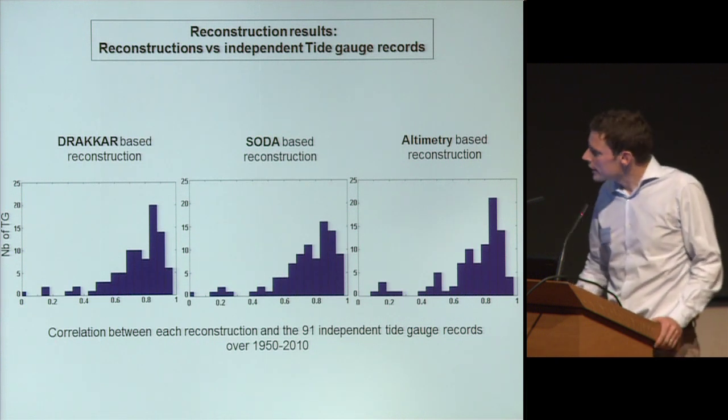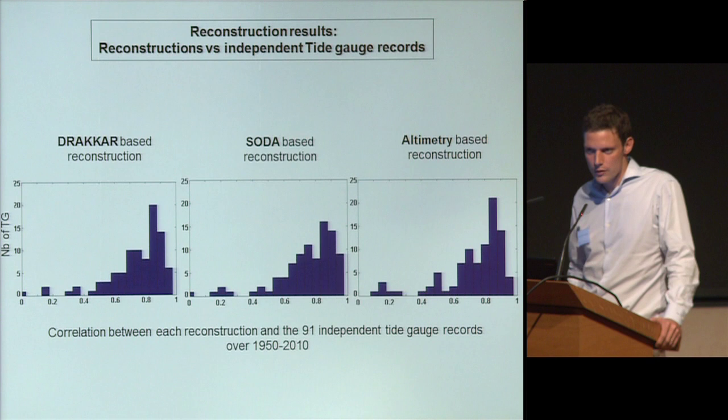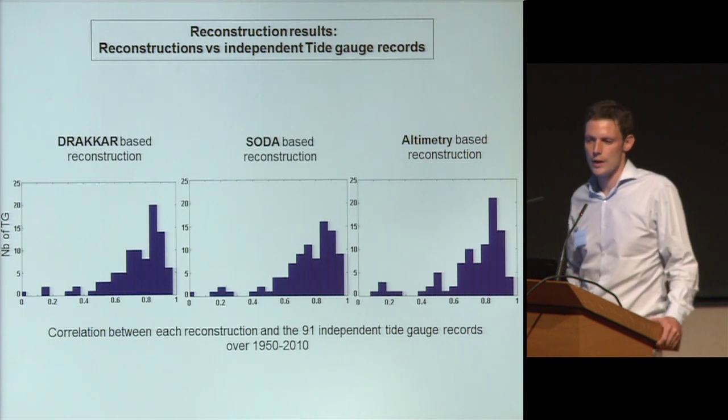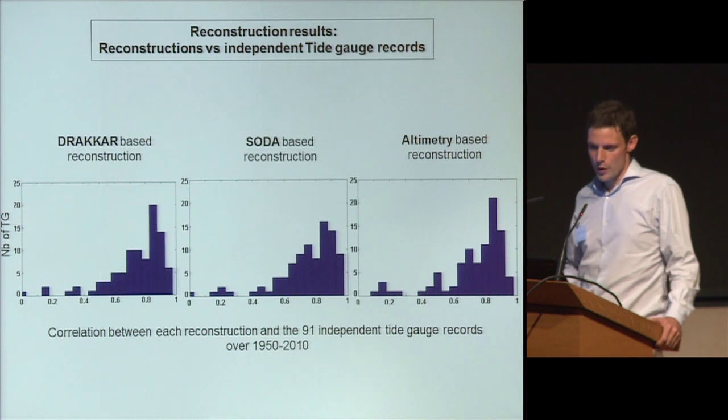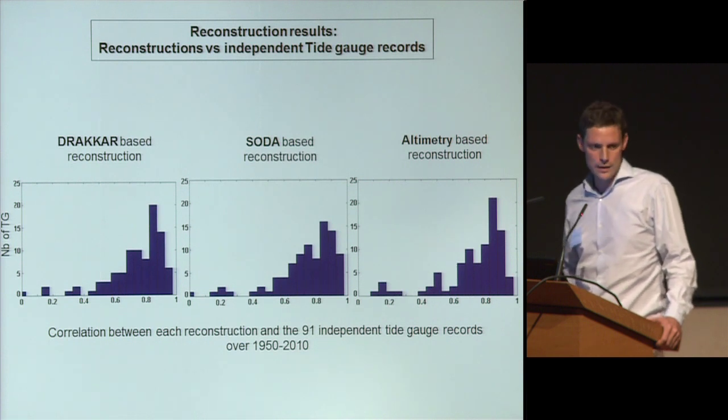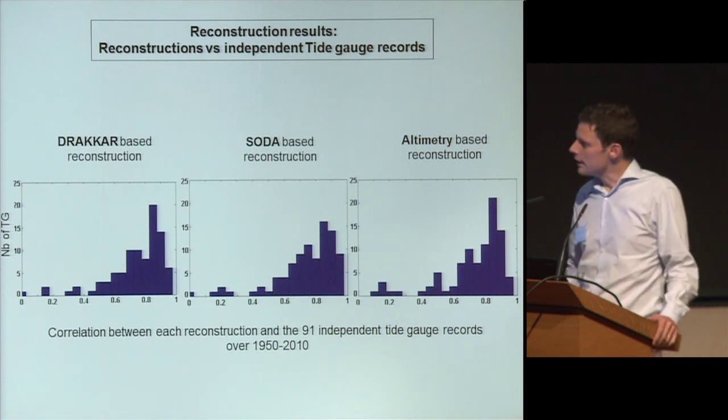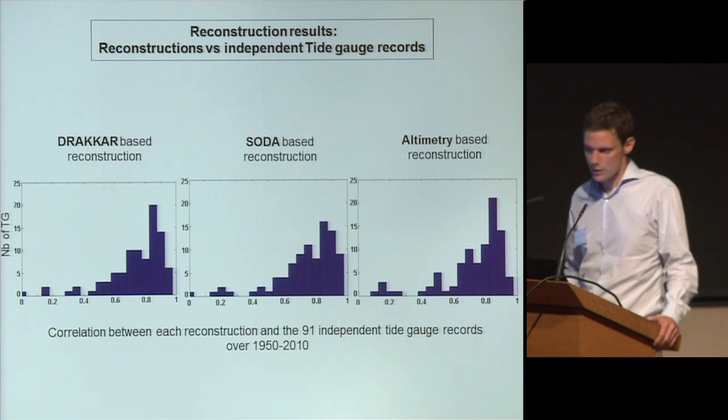So what we've done is simple. We took one of the tide gauge records from our 91 tide gauge dataset, and we removed it from the dataset. We performed a new reconstruction based on 90 tide gauge records only, and we compared this new reconstruction with the independent tide gauge record previously removed. It gives us 91 independent comparisons to evaluate the different reconstructions.